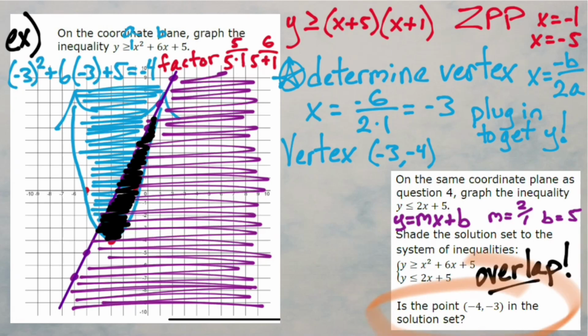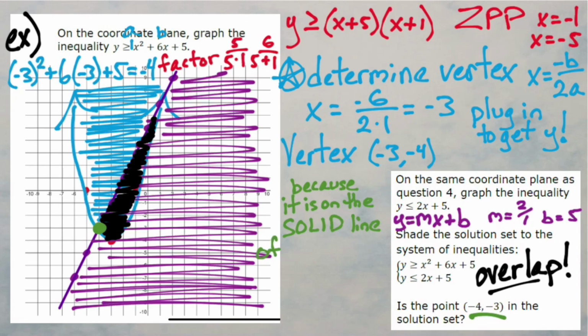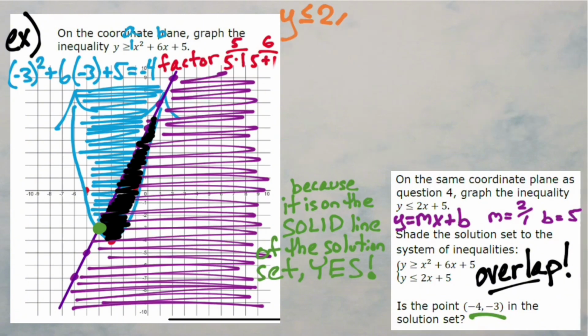Is the point negative 4, negative 3 in the solution set? Listen carefully. This has not yet been talked about. First, just look at where the point is located. It is sitting there, the green dot you see, that is right on the solid line of the solution set. That means it's a solution. Solid line, if a dot is touching it, yes, that's in the solution set. If it were a dotted line, then no, it wouldn't be in the solution set. Now, I could just move on, but let me just show you really quickly.